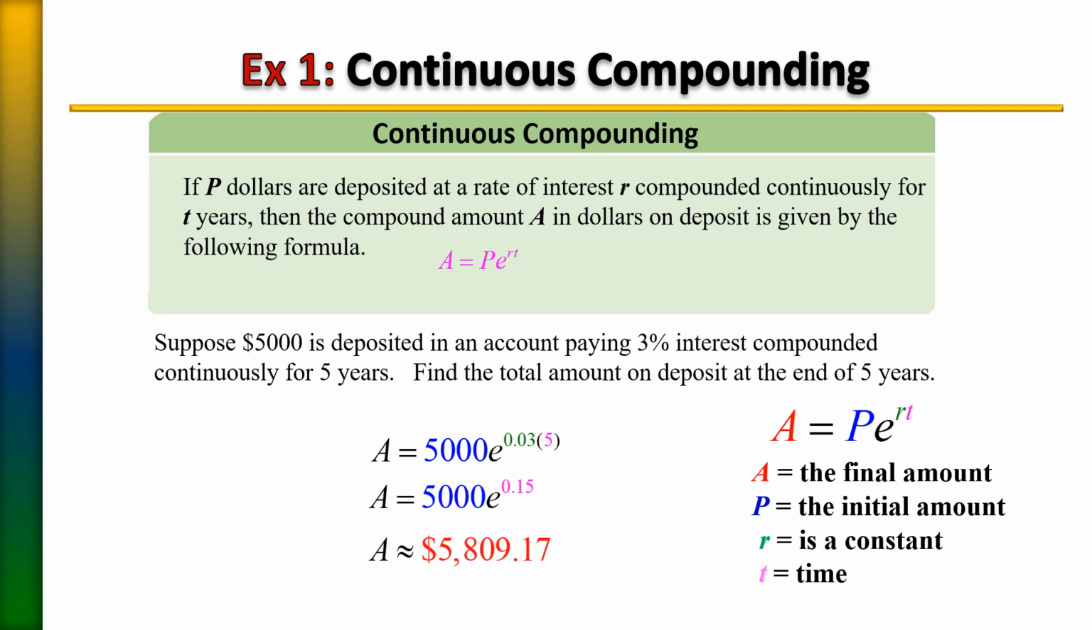Another way is to do just the exponent part, 0.03 times 5, which gives 0.15. But you still have to calculate 5,000 times e to the 0.15. Type that in the calculator, 5,000 e raised to the 0.15, and press enter. What you'll get is the approximate value you see here, $5,809.17.